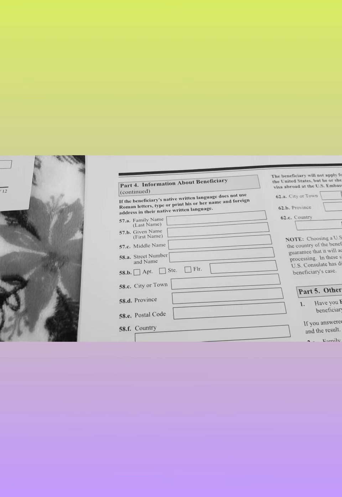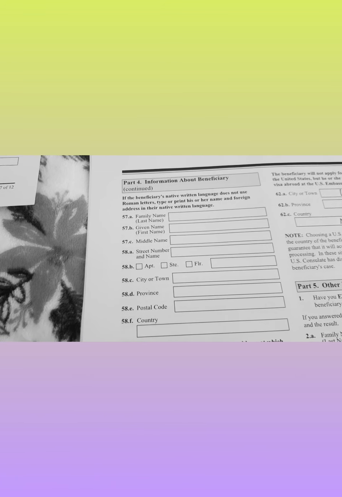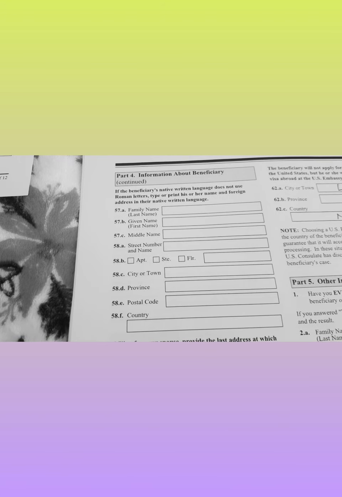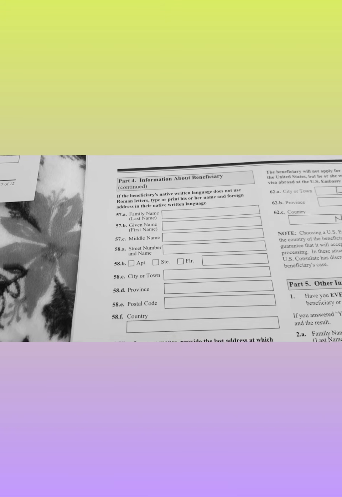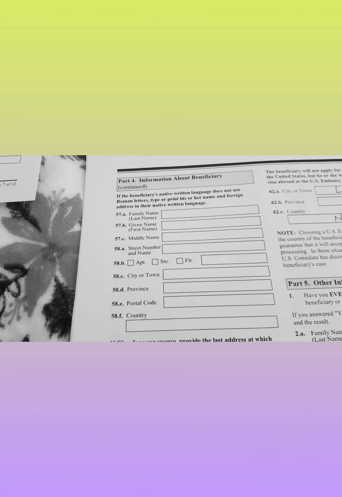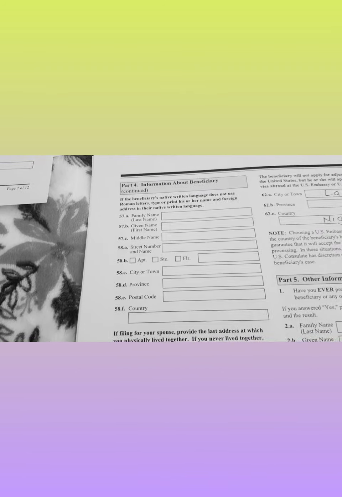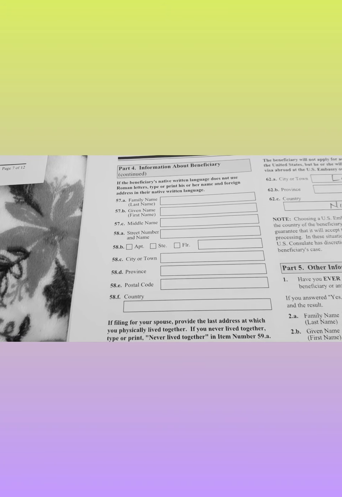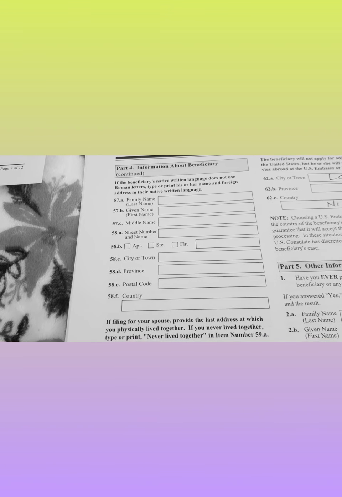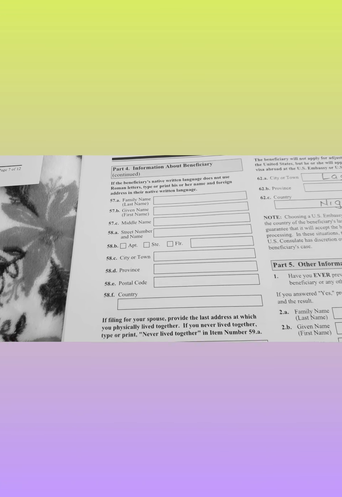The continued one says, if the beneficiary native written language does not use Roman letters, type or print his or her name and foreign address in their native written language. So this does not apply to the beneficiary, but if it's applying to you, you have a written language that does not use Roman letters, so you indicate. So we move over to the next one.